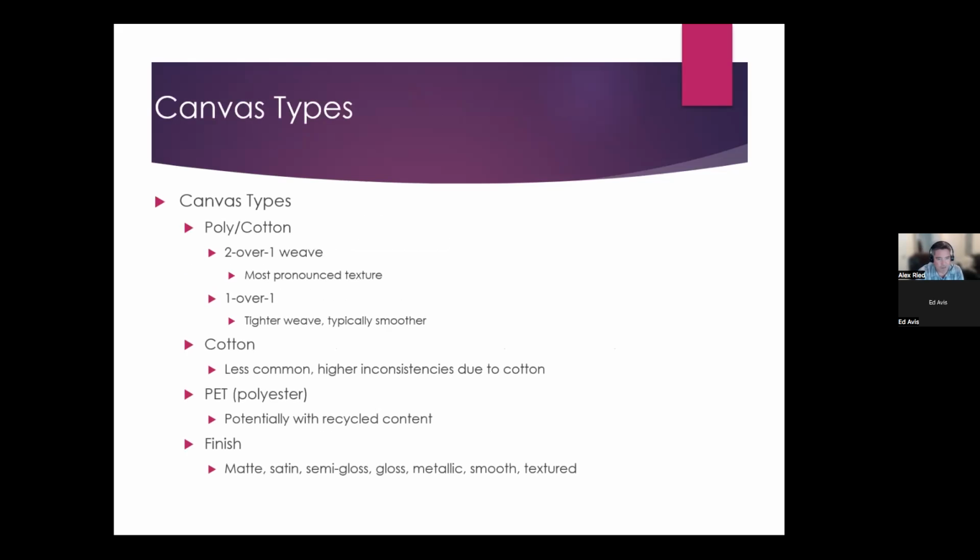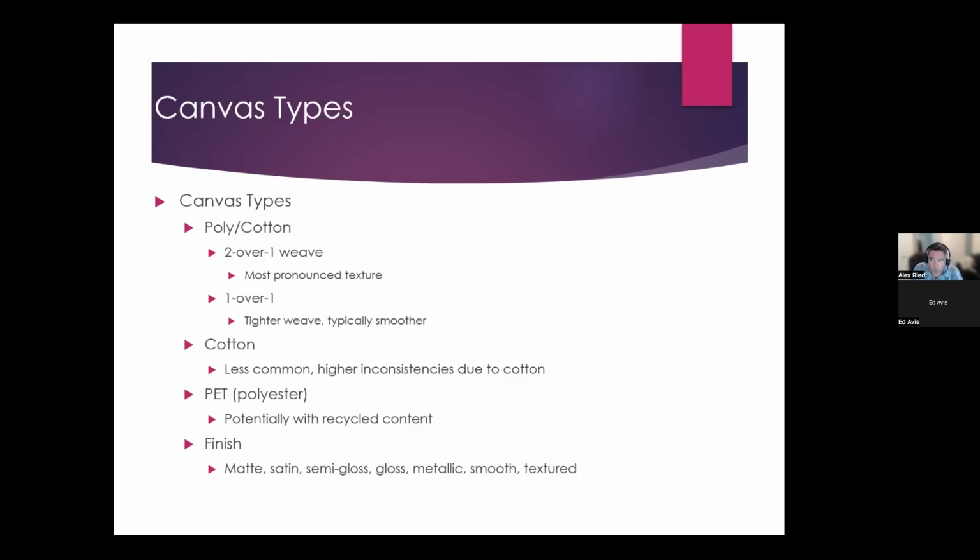So canvas types, this is pretty self-explanatory, less complex than some of the others. It's really just the different types of substrates. You've got your common types, your 2/1, your 1/1. This is really the weave. So it's the threading, the fabric is going up and down, and it's how the weaving machine puts it together. So 2/1 is probably the most common, the most popular. It also has the most pronounced texture.